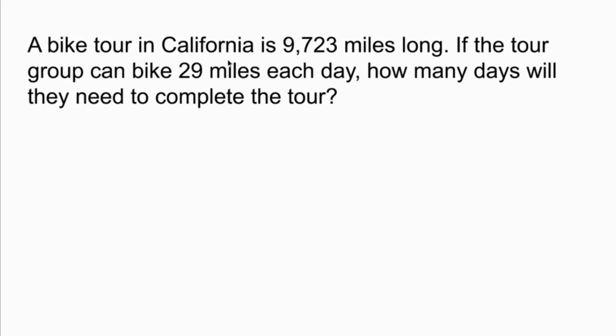A bike tour in California is 9,723 miles long. If the tour group can bike 29 miles each day, how many days will they need to complete the tour? All right.